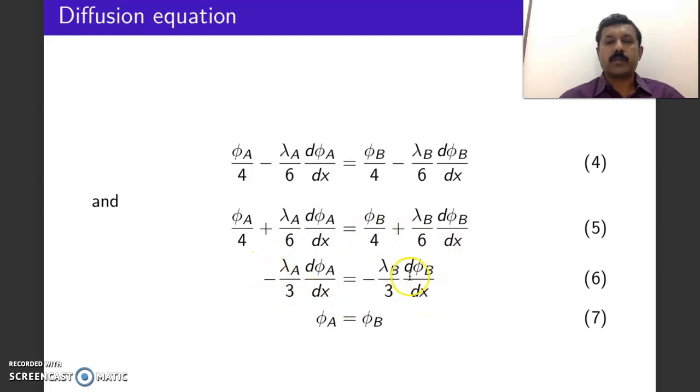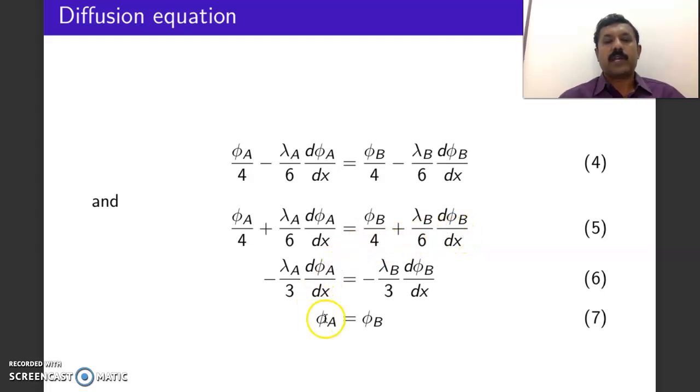This equation tells you that the densities are equal on either side. This represents the density on the left hand side, and this represents the density on the right hand side. They should be equal. Not only that, if you add these two equations, say equation 4 with equation 5, then these two terms will cancel: lambda by 6 dou phi by dou x and lambda by 6 dou phi by dou x. This has a negative sign, this has a positive sign, they will cancel. Similarly on the right hand side.